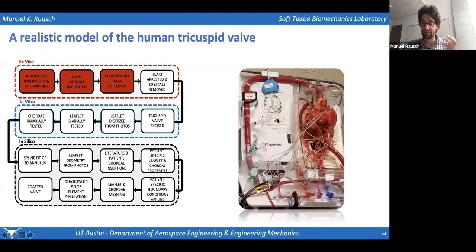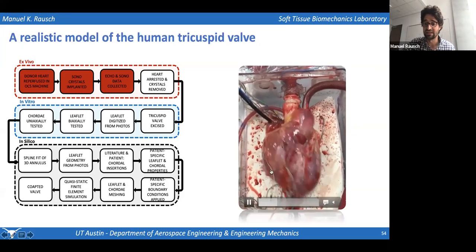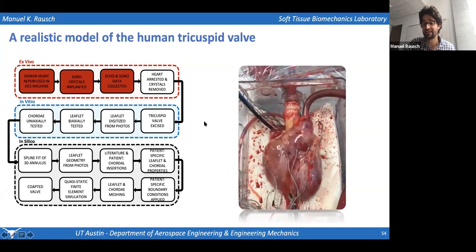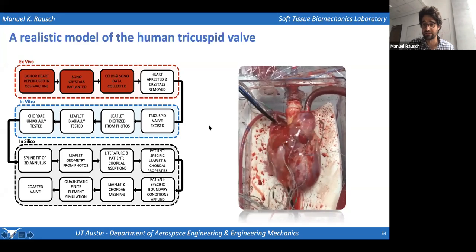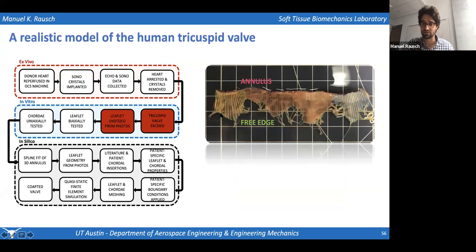And so these hearts are in what's called an organ preservation system. This organ preservation system is able to keep the heart alive in a beating state while recirculating the donor's blood. And we are allowed to basically do our pipeline on these hearts. This is a video of what this looks like. This is a healthy human heart that's beating on its own. And we were able to implant these sonomicrometry crystals and then actually get the tissues from these hearts. Through this pipeline, we were able to collect sonomicrometry data on the right ventricle as well as the tricuspid valve annulus, and I'll talk about this in just a second.